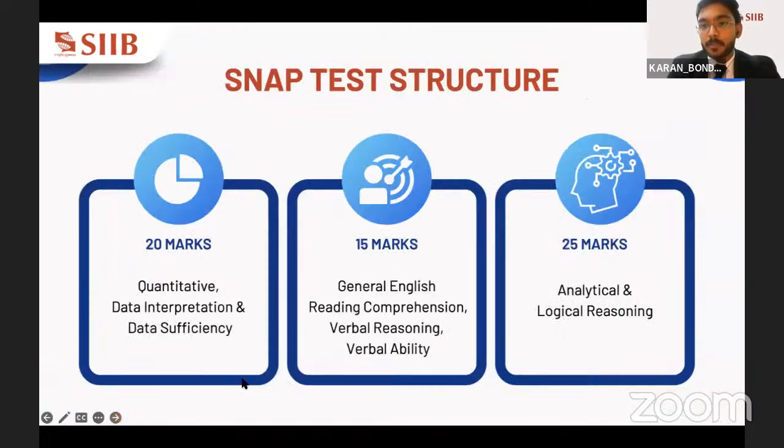Okay. So let me take you through the test structure. As you can see, you have three sections: quantitative aptitude, data interpretation, and data sufficiency. And you have a 15-mark section of general English, reading comprehension, verbal reasoning, verbal ability, and 25 marks of analytical and logical reasoning. That can be a major game changer over here, as you can score the maximum of your marks in the analytical and logical reasoning part. Yeah, go ahead.